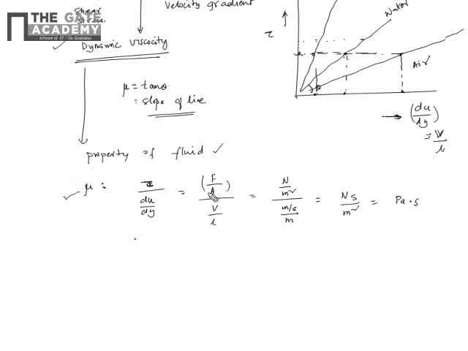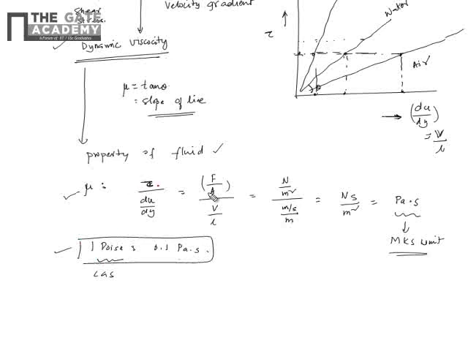In CGS units, we also write poise as a unit, and one poise is 0.1 Pascal second. CGS is centimeters, grams and seconds, and this is the MKS unit. Generally CGS is used, but that is how they are related. If you do the similar analysis in CGS, you will find that one poise is 0.1 Pascal second. So this is about dynamic viscosity.